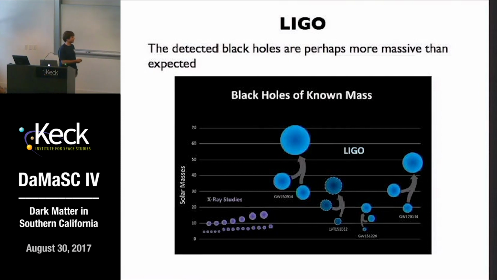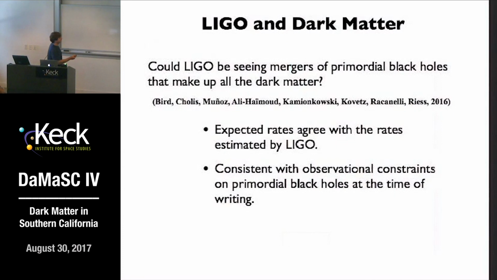So this is the idea that was put forward by the people I have on the next slide here. This is the group at Johns Hopkins: Simeon Bird, Ilias Cholis, Julian Muñoz, Yacine Ali-Haïmoud, Marc Kamionkowski, Ely Kovetz, Alvise Raccanelli, and Adam Riess. And so the question they were asking is, could LIGO really be seeing mergers of primordial black holes that make up all the dark matter? And naively you might say, well, this must be ruled out by something else, and that's what we'll discuss. The other obvious question is, well, do the rates at least agree with what's estimated by LIGO? And that's what I'll start with.